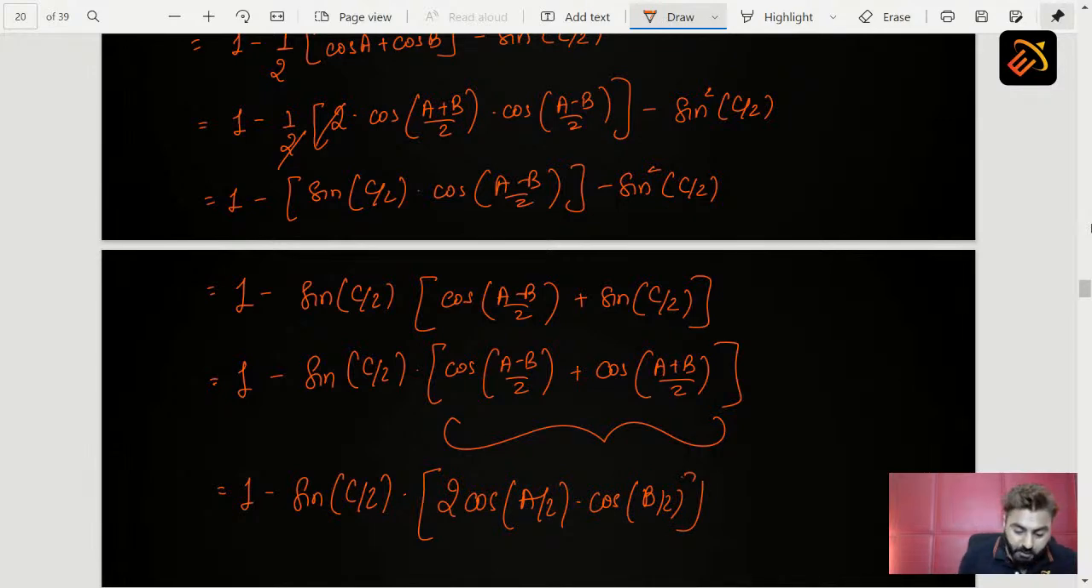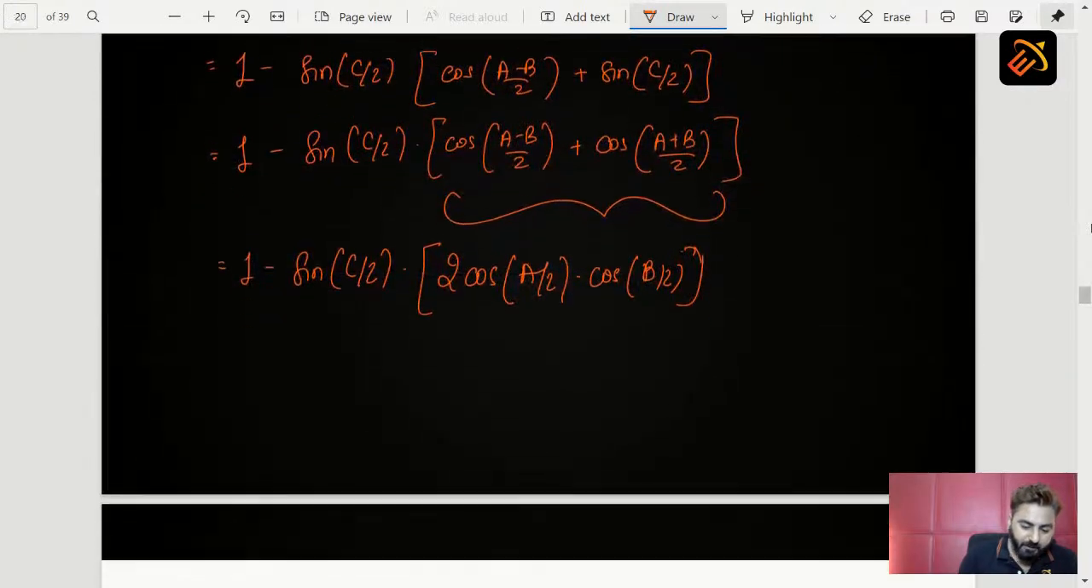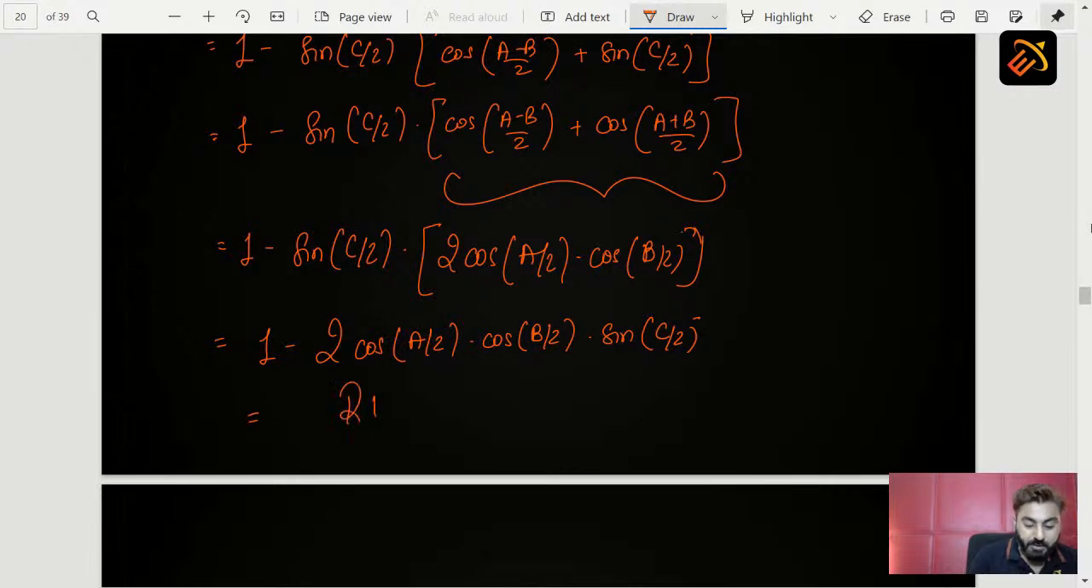Now when we rearrange these terms हमें क्या मिलेगा, हमें मिलता है 1 माइनस 2 टाइम्स cos of a/2 into cos of b/2 into sin of c/2, which is ultimately equal to right hand side, and this is how we solve our sum. So students, I hope you understood how to solve this. Let's move on to the next question, and our next question is what?